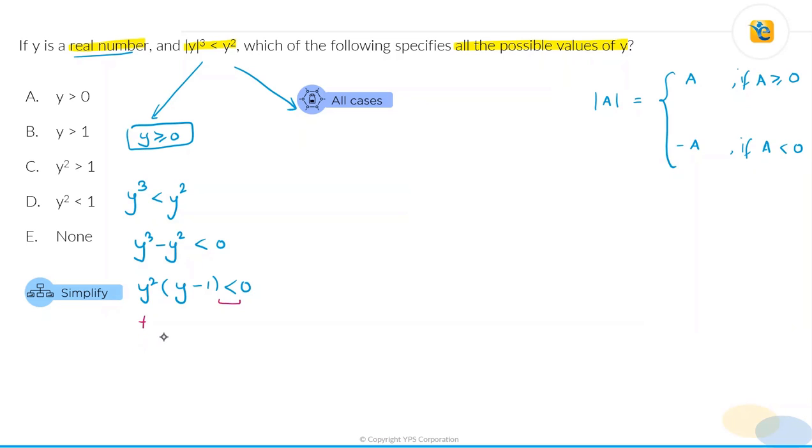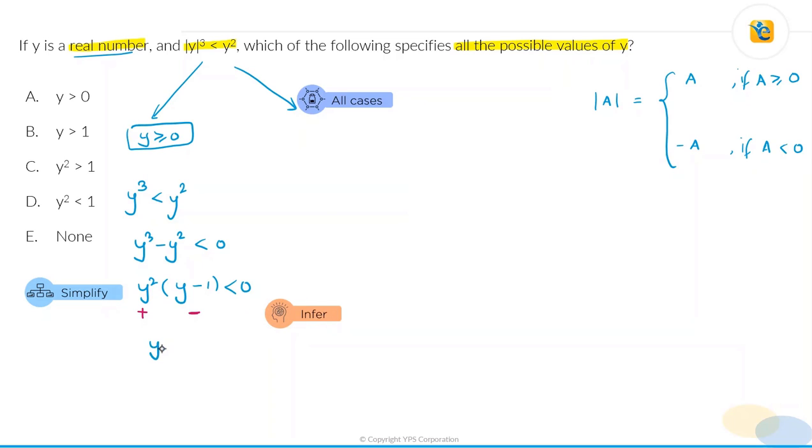That means in my case, y squared cannot be 0. And the only possibility I am left with is this, that y squared is positive. Now it's the product of two numbers that is negative. If one is positive, then the other one has to be negative for the entire product to be negative. Here I made an inference based on the signs that I know.